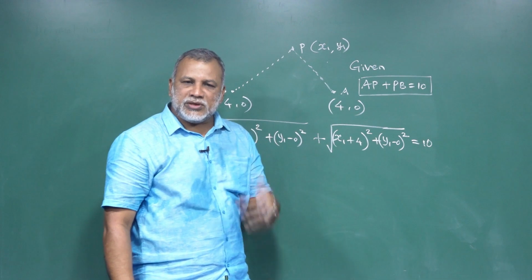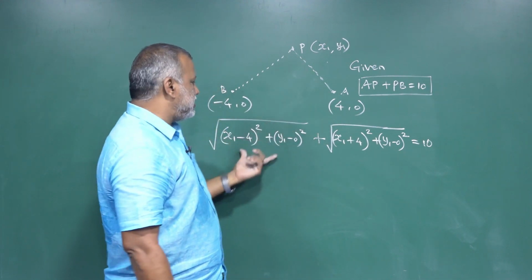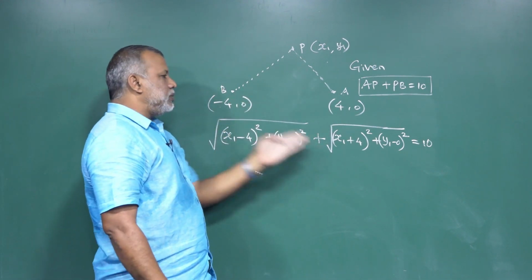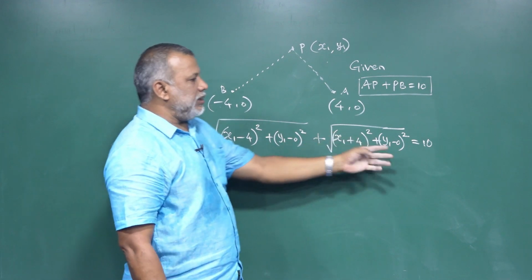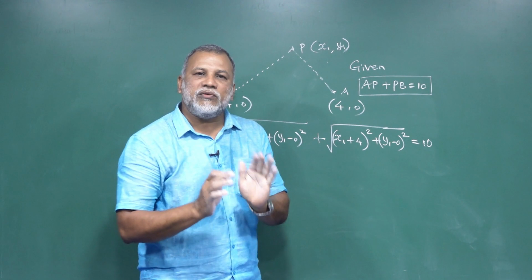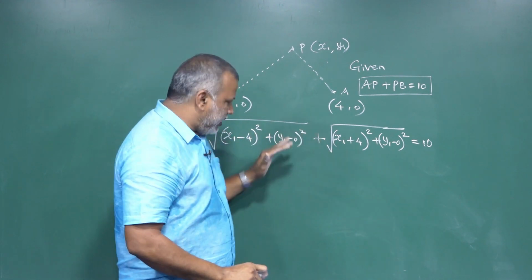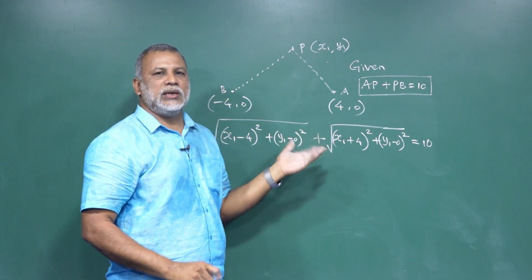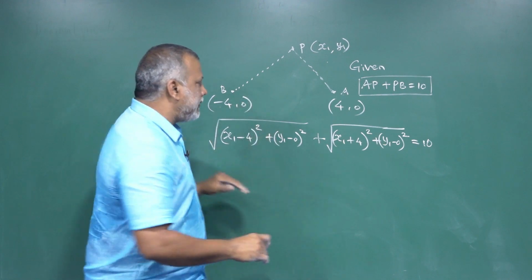AP is the distance between 2 points, so we are using the distance formula. BP is also the distance between 2 points, and it is equal to 10. This is given in your condition itself, so it is always 10 units. Now we need to simplify this one. That is the logic. Now listen, students.